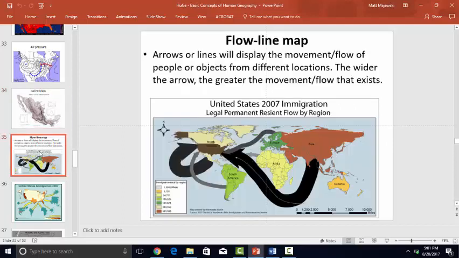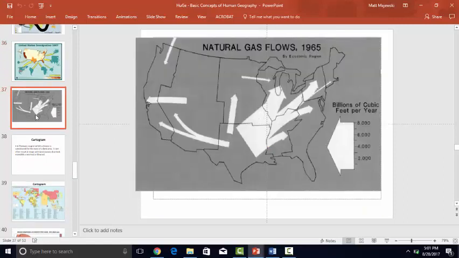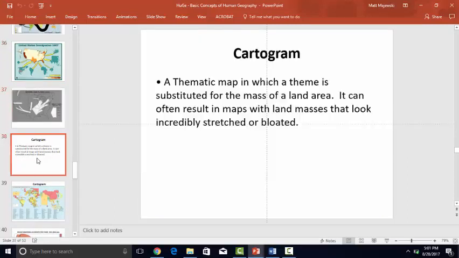Flow line maps, remember, are maps that demonstrate movement or the flow of ideas, goods, or people. The fatter the arrow, the bigger the arrow from one location to another, the more of a flow there is, the more of movement there is. The smaller the arrow or the thinner the arrow, the lesser a flow or a connection there is. Right? Normally, flow lines are associated with migration or movement of people or a product.